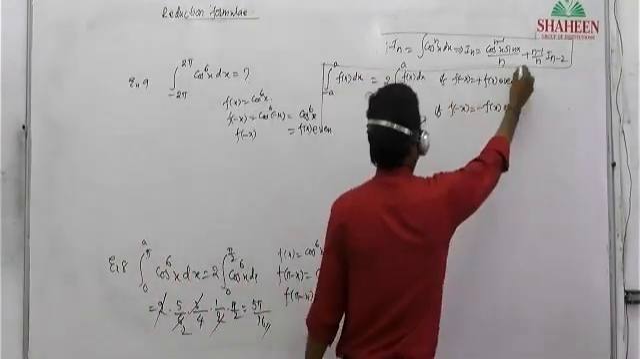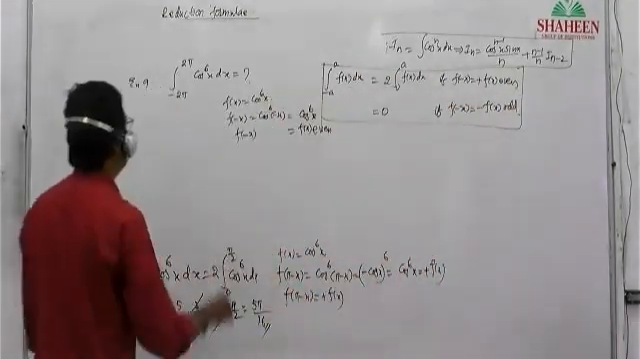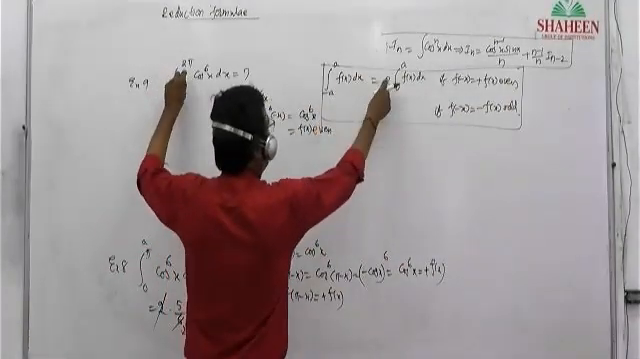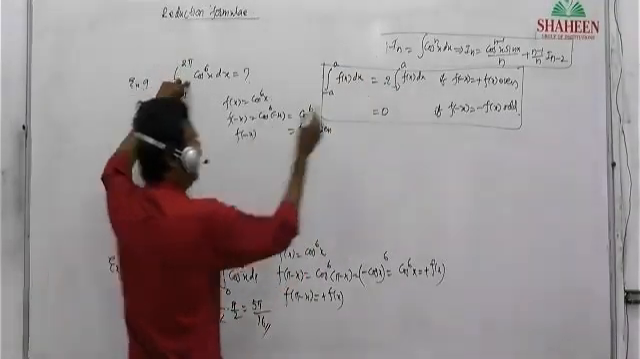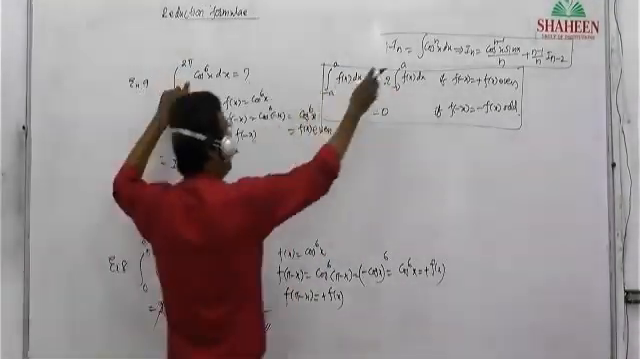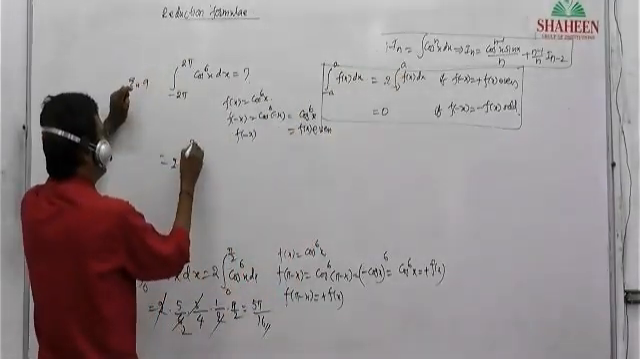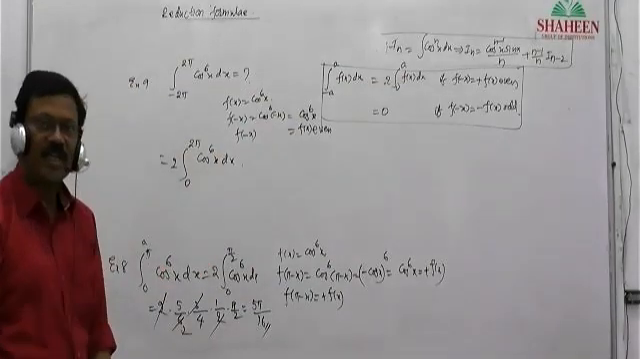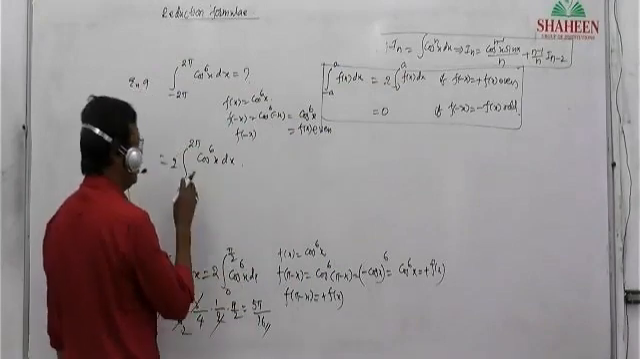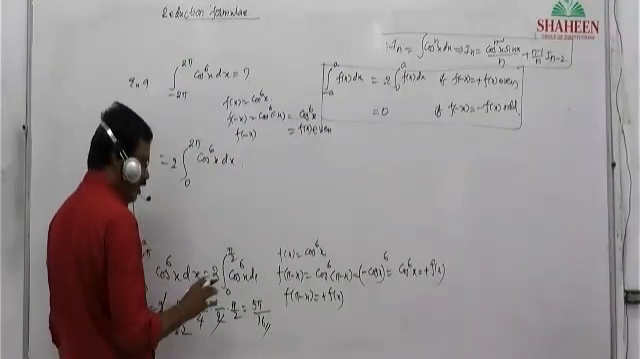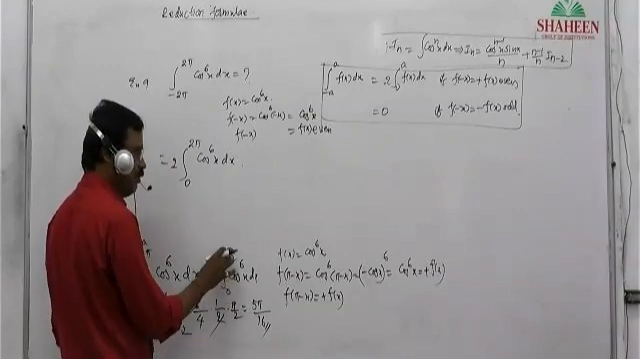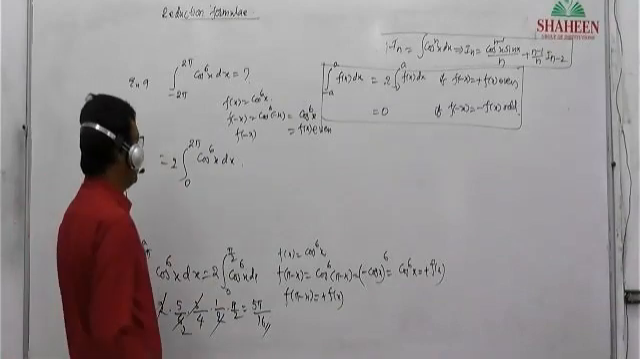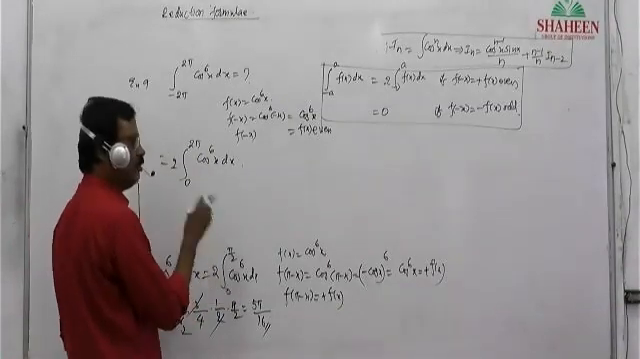Since it is even, this property is important. We can change the integral from minus a to plus a into 2 times the integral from 0 to a, that is, 2 times the integral from 0 to 2 pi of cos power 6x dx. Now again, what formula? The limits are 0 to a, but we want 0 to pi by 2. Then only can we write the reduction formula. Otherwise, we won't. Now let us change into 0 to pi by 2 form.